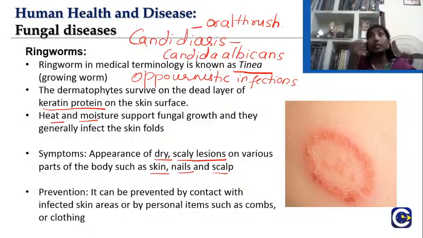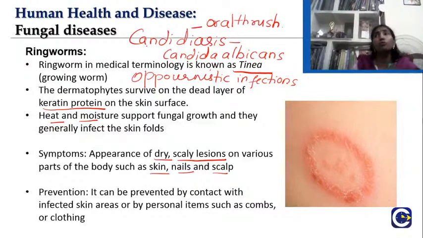So particularly the fungal infection, and there are a lot of fungal infections, but the most common is candidiasis, which will occur in the HIV infected patient or any immune compromised person. We call such type of infection as opportunistic infection. I hope you all understood. Okay, so that is called the opportunistic infections.